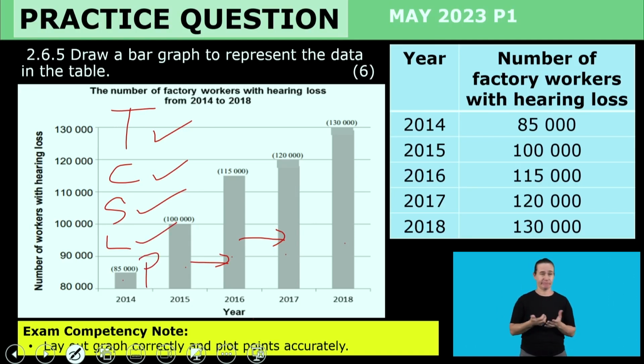If 2, maybe 1, 2, 3, 4, they are correctly labeled, you get 1 mark. If all of them are correctly labeled, you get another mark. This is how the graphs are marked.